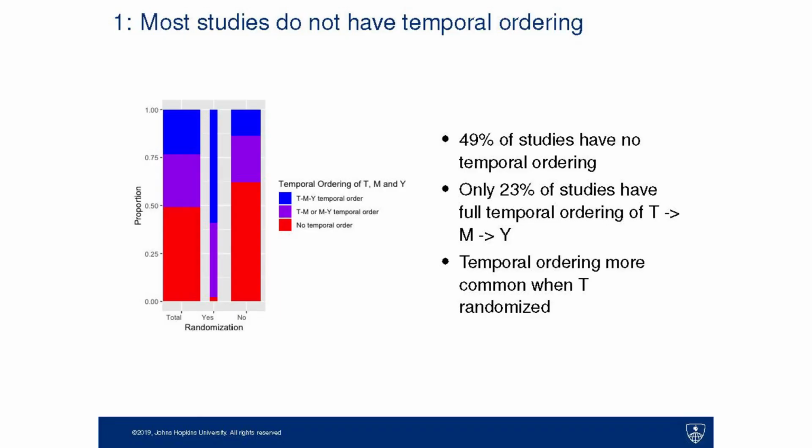So, point one. About half of the studies didn't even have temporal ordering. Maybe they had cross-sectional data. Maybe they were trying to make scientific arguments about what came first. But in reality, their T, their M, and their Y were all measured at the same point in time. 23% of studies had full temporal ordering of T to M to Y. And temporal ordering was more common if this was in the context of a randomized trial where T was randomized. So that helps, because that implies that there at least is longitudinal data available. Okay, so not doing great on the temporal ordering.